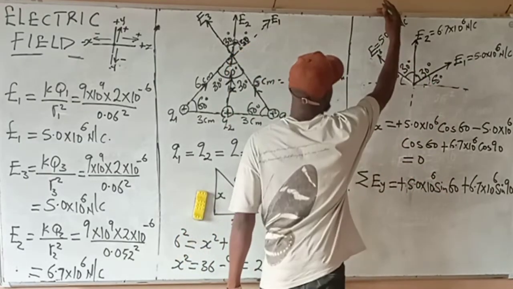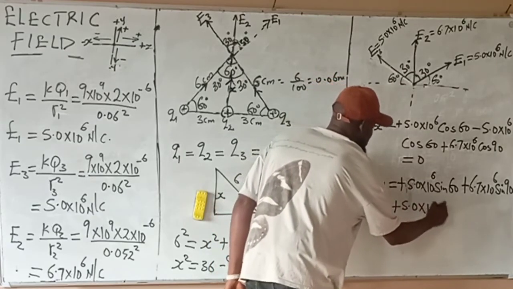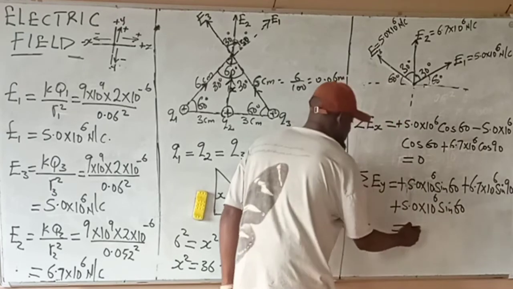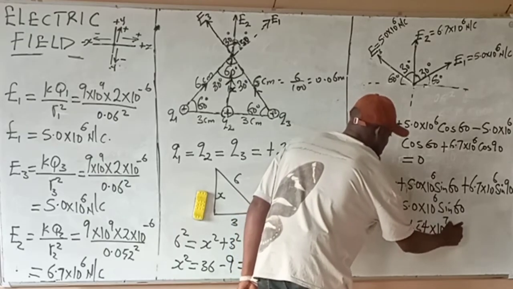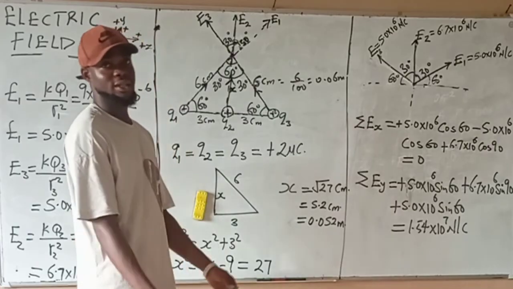Then this one is still in the upper side, so we are going to have plus 5.0 times 10 to the power 6 sine 60. So everything here is going to give me 1.54 times 10 to the power 7 Newton per coulomb. This is the vector in the y direction.